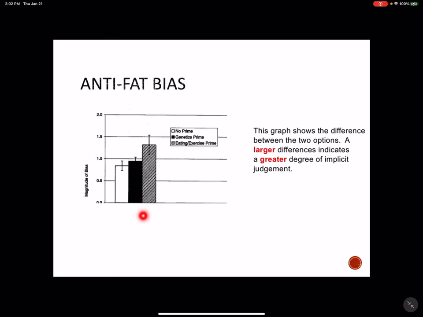Now, this kind of sad thing is everybody was a little bit prejudiced. Everybody came into that experiment with a little bit of prejudice, because if there was no prejudice, people that weren't given anything to read would have gotten 0. And even people who had the genetics prime, they were a little bit prejudiced, but not as much. But the ones who got the eating and exercise prime, they were the most prejudiced. So the hypothesis was supported. It predicted that people who got the laziness prime, which is what I call the eating and exercise prime, were the most prejudiced.